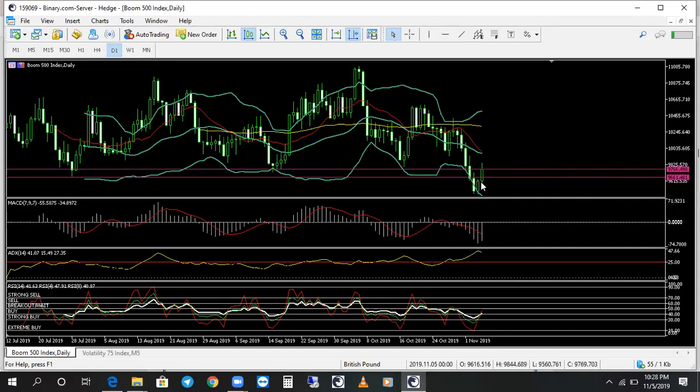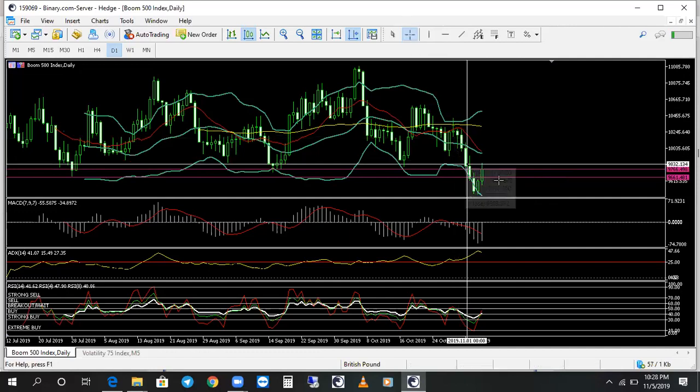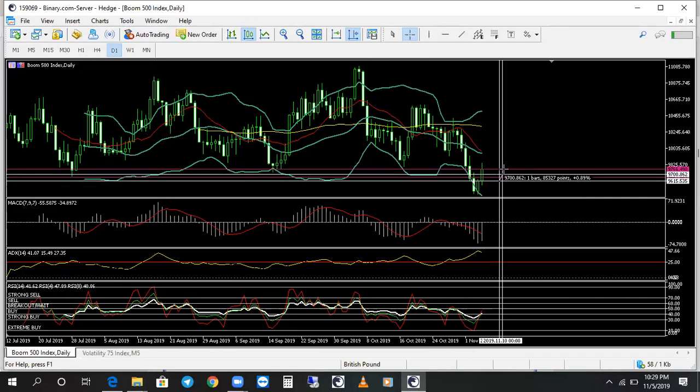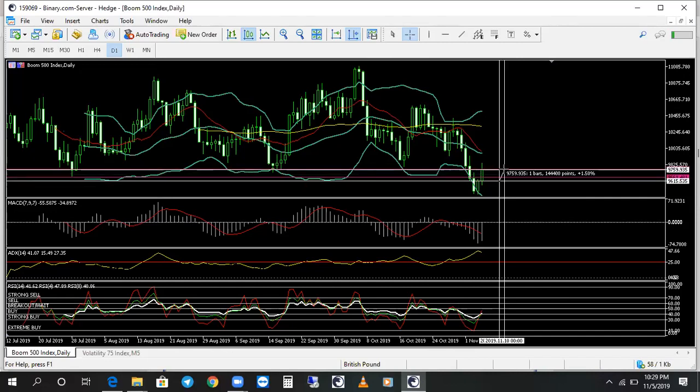So I was planning to take a trade from the open of the daily candle to this point. If I had taken that trade from the open of this candle to this place, that's about 1,000.